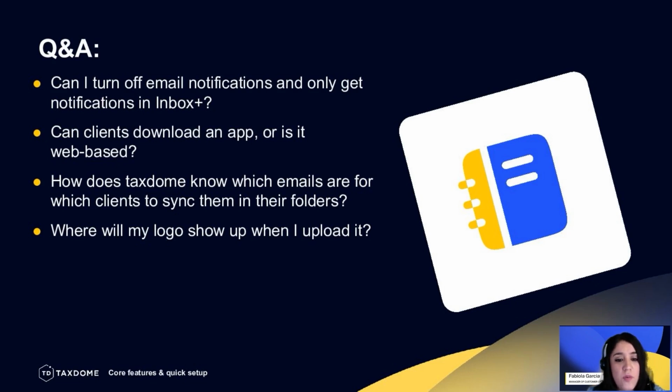How does TaxDome know which emails are for which clients to sync them in their folders? That's a good question. So remember I said earlier, when you sync your email, what will happen is TaxDome will go through your client list and look up all of the email addresses and compare them to your inbox. And if there's historical data, that will be pulled in. If you've been emailing your client since 10 years ago, there will be historical data of all the emails from 10 years ago. Like if it's 30 emails, you'll see them available in TaxDome.